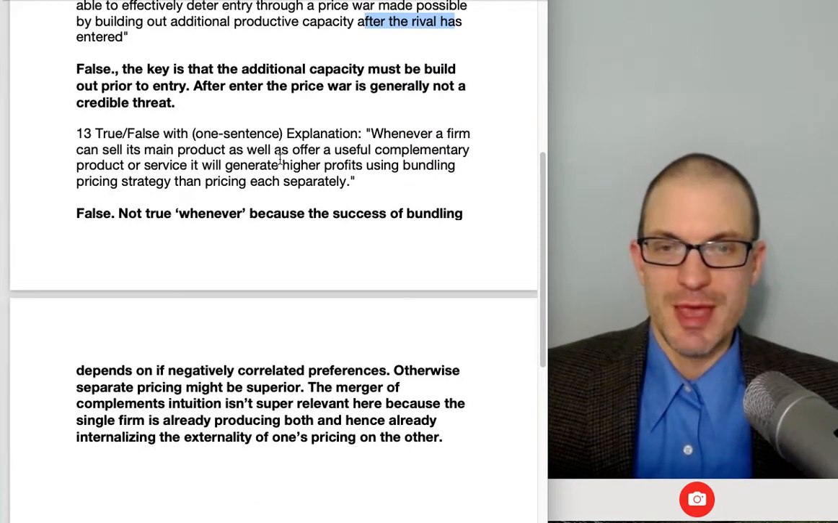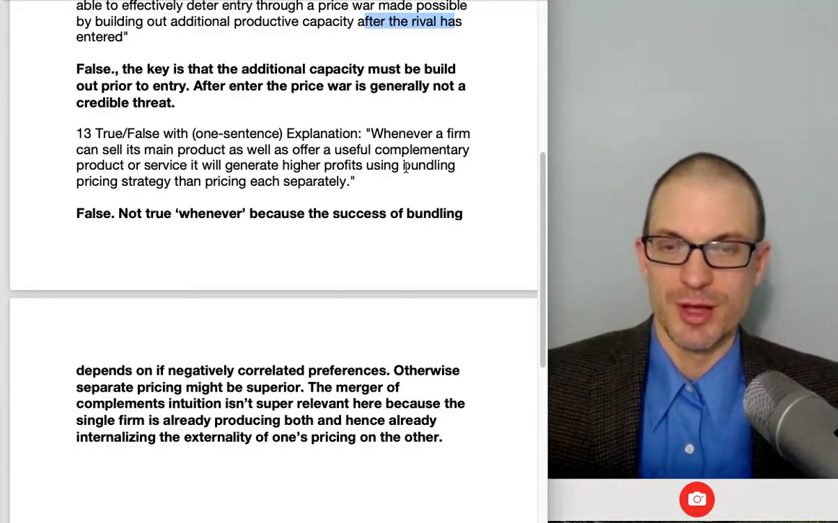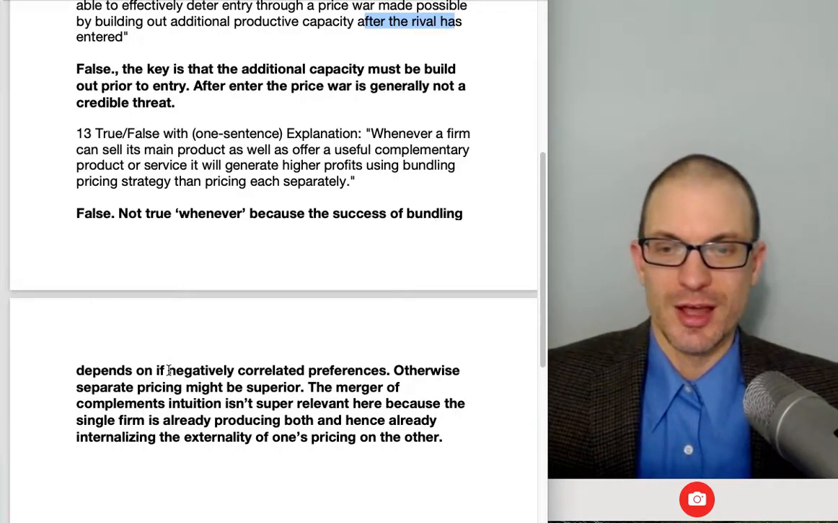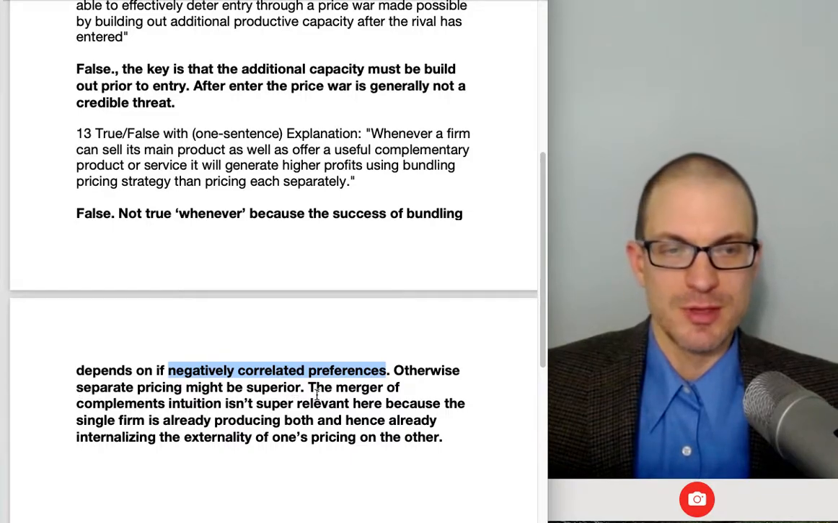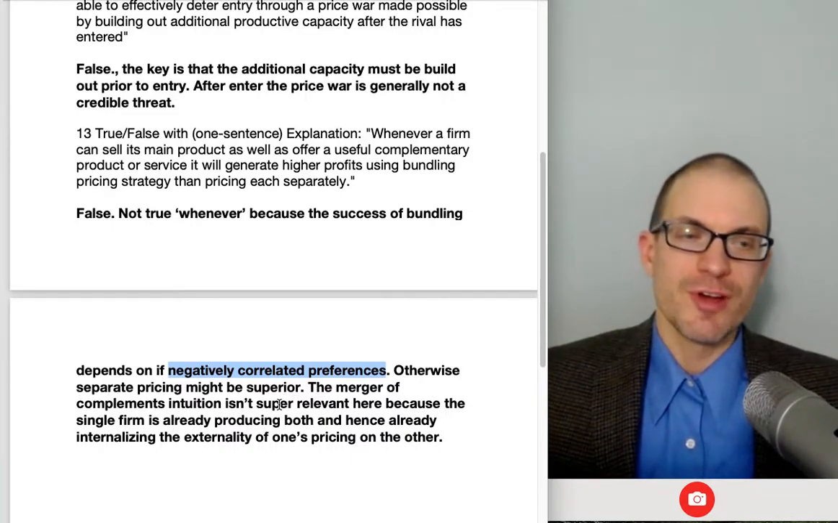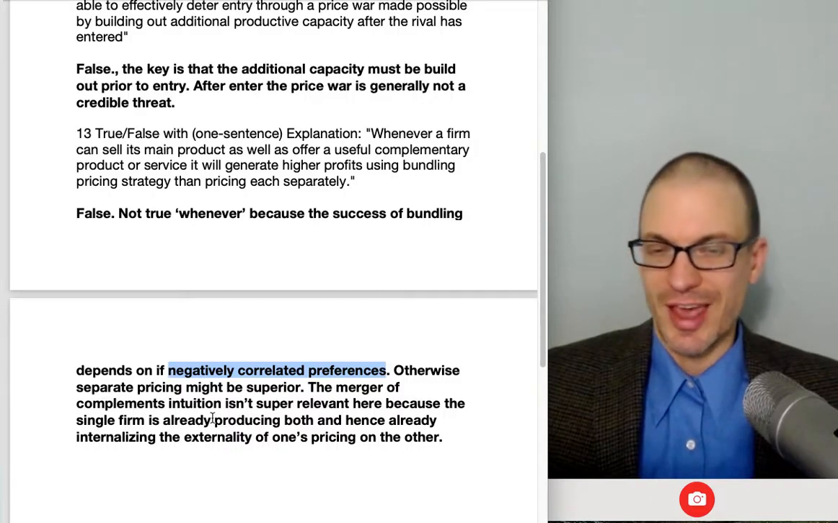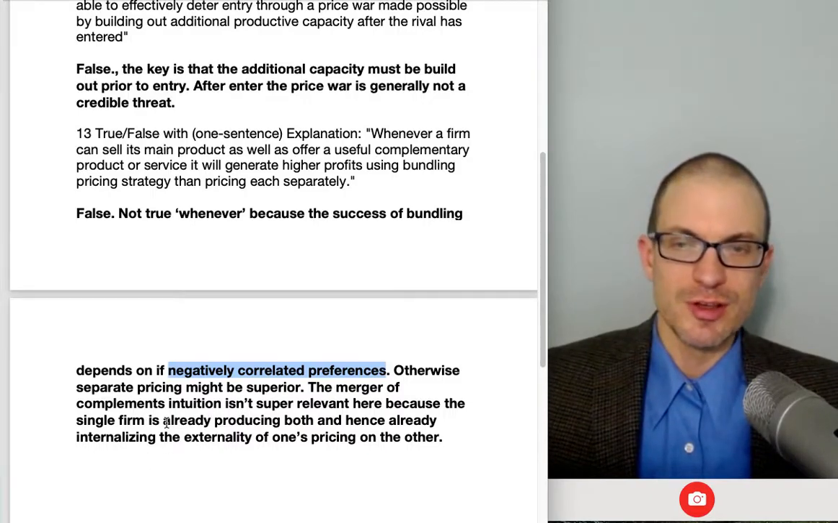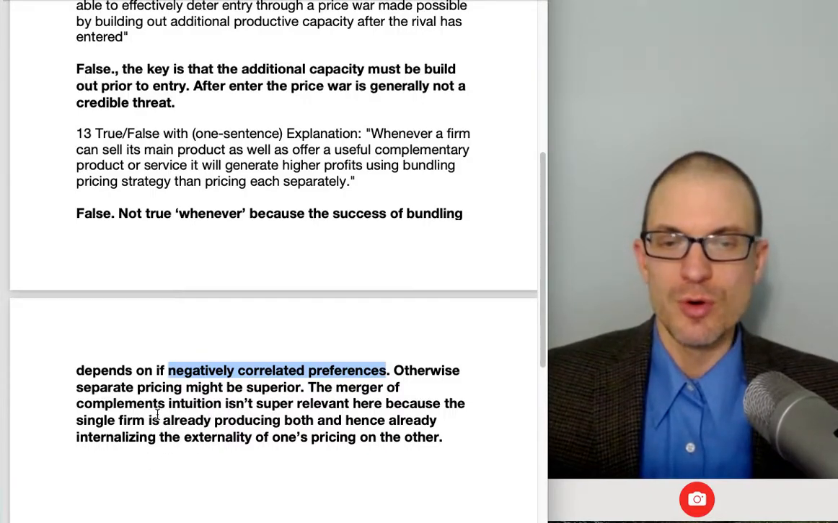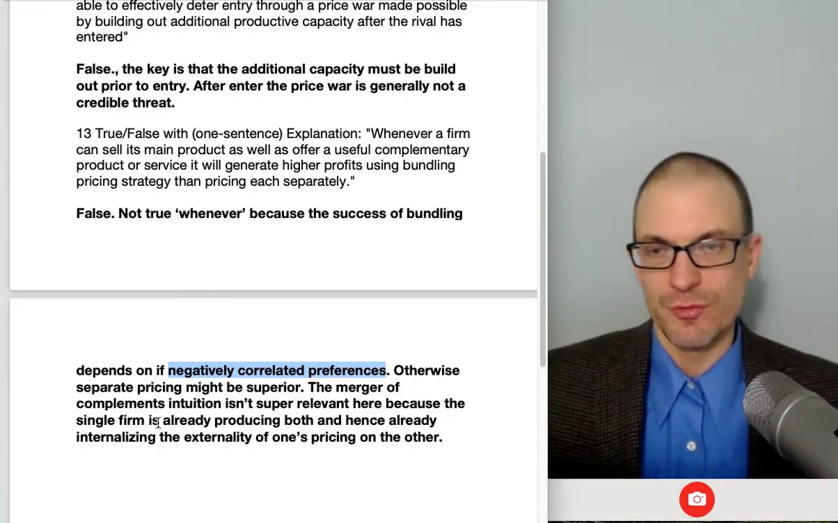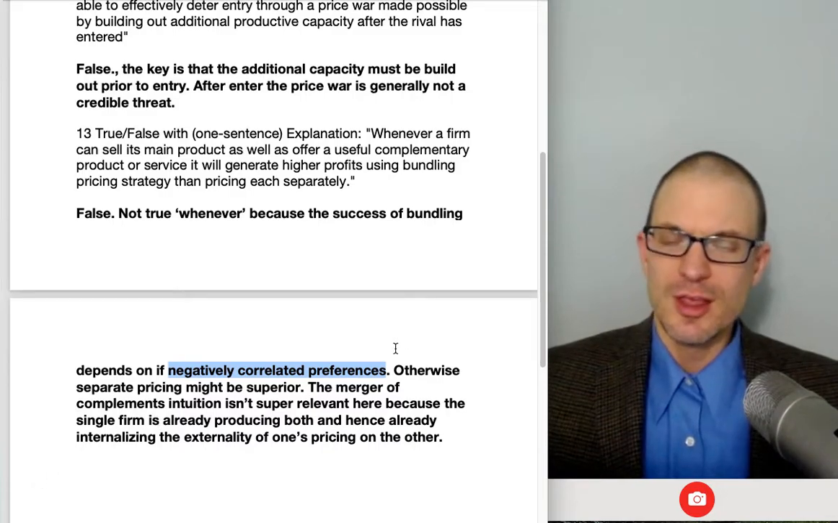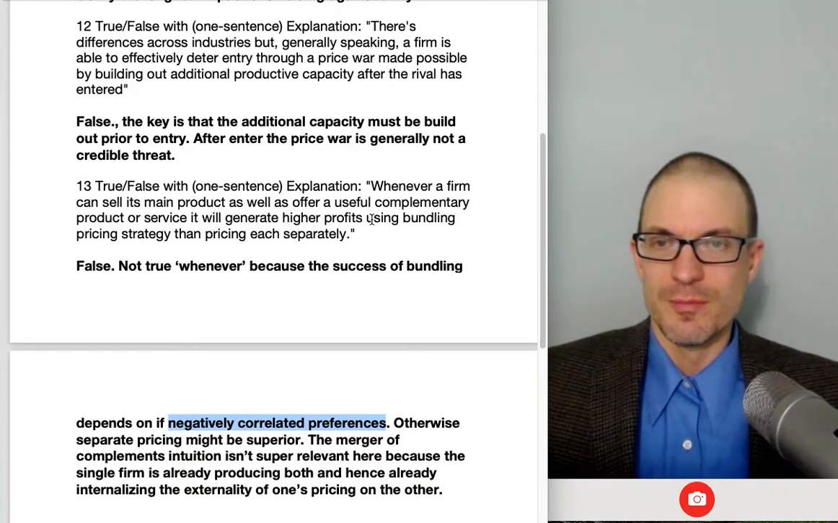Whenever a firm can sell its main product as well as offer a useful complementary product or service, it'll generate higher profits using bundling. No, not whenever, because the success of bundling depends on whether you have negatively correlated preferences. Otherwise, separate pricing might be superior. The merger of complements intuition from class actually isn't relevant because we have a single firm that's already producing both, and hence already having internalized the externality of the price of one product on the price of the other product. So there wouldn't be additional gains from that.